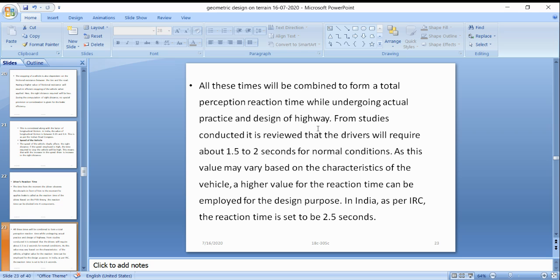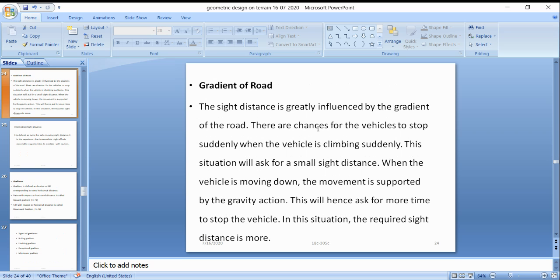So it depends upon the person also. It may vary if a person is a child, a youngster, or an old person, or in middle age. The reaction time will also vary, and perception time also varies. So generally as per IRC, it is considered as 2.5 seconds. Next comes the gradient.